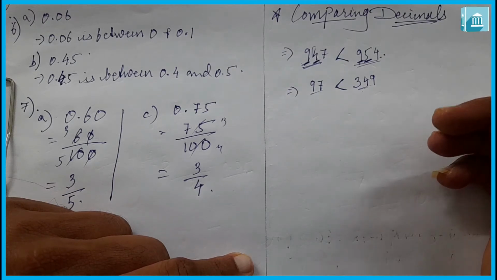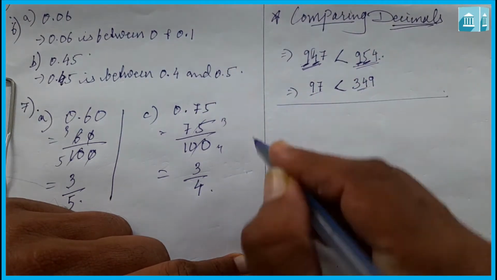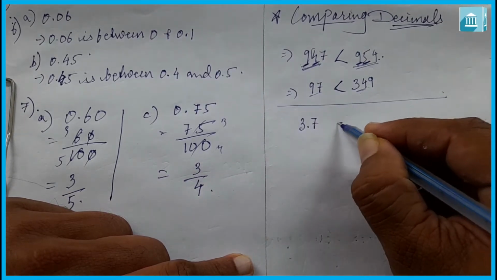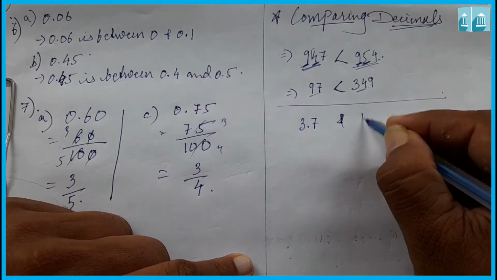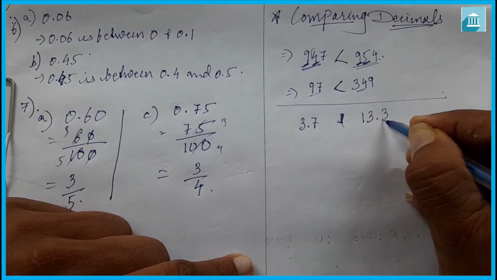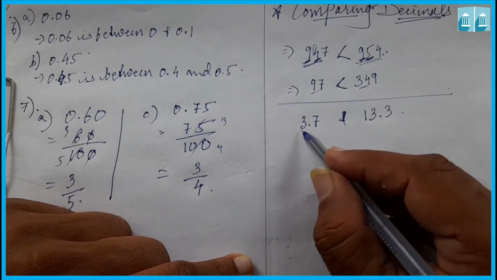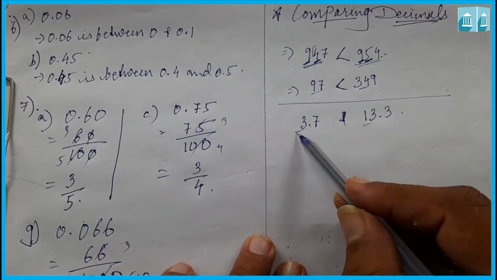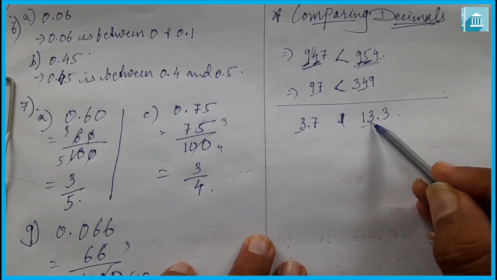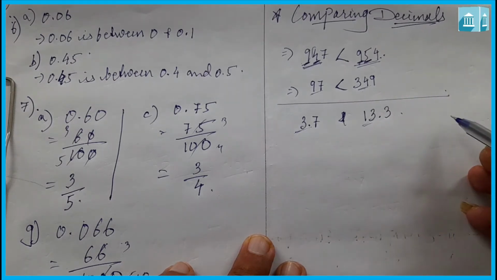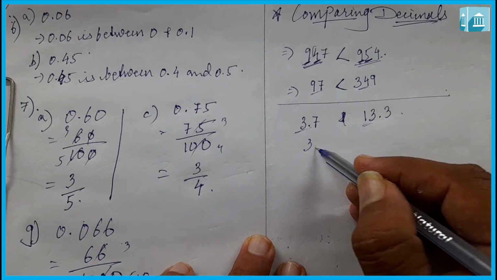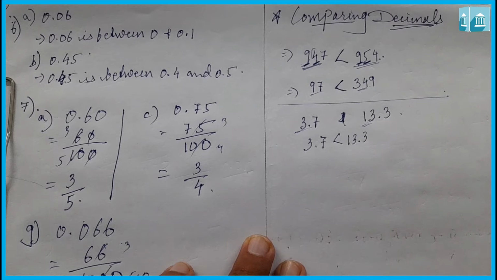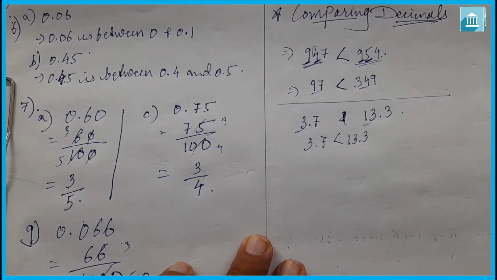When we compare decimals, first we have to see, suppose we are comparing the decimal 3.7 and another decimal 13.3. First we will see the numbers before the decimal point. Here the number before the decimal point is 3, here the number before the decimal point is 13. So we can say that 3.7 is less than 13.3.